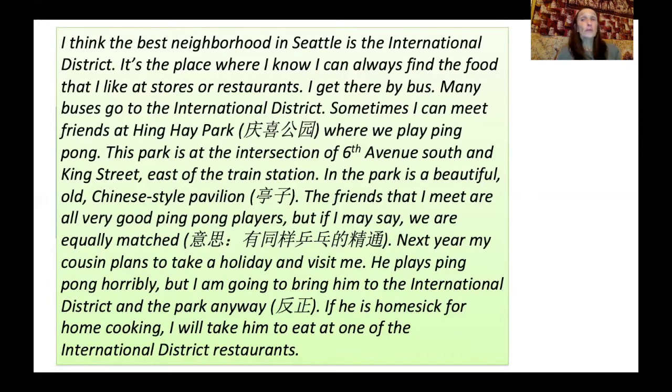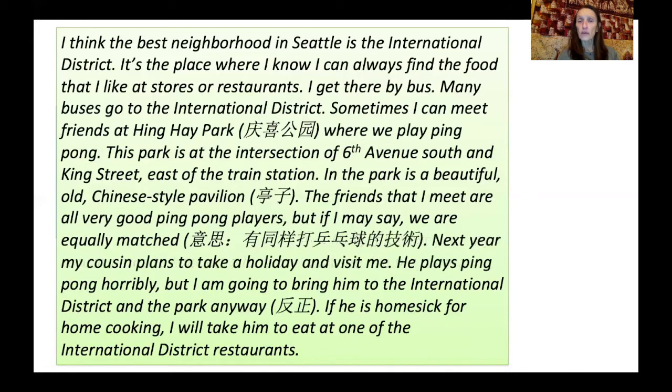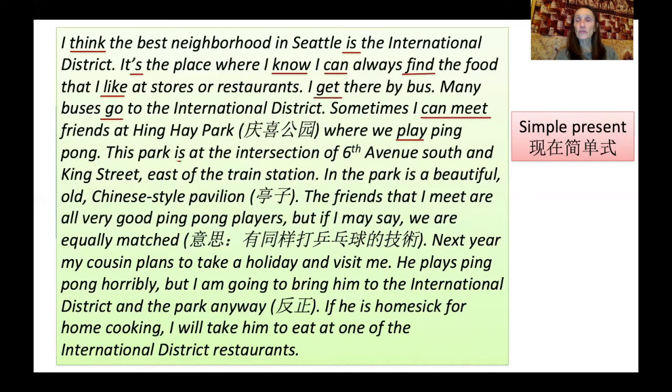So I hope maybe you looked at this story, just think about some of the words and think about some of the grammar that we learned this semester. Now I'm going to go over some of the grammar. One of the things that we learned this semester was simple present tense, 现在简单式.